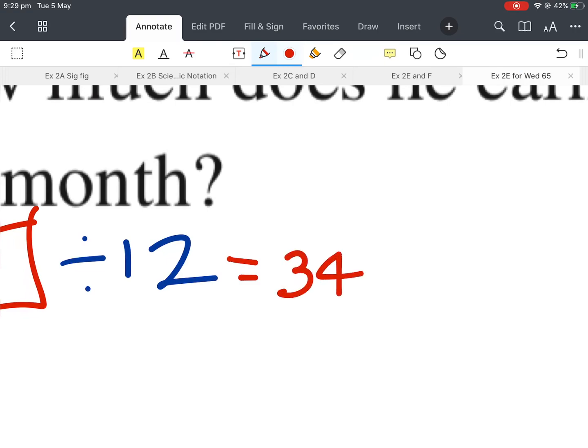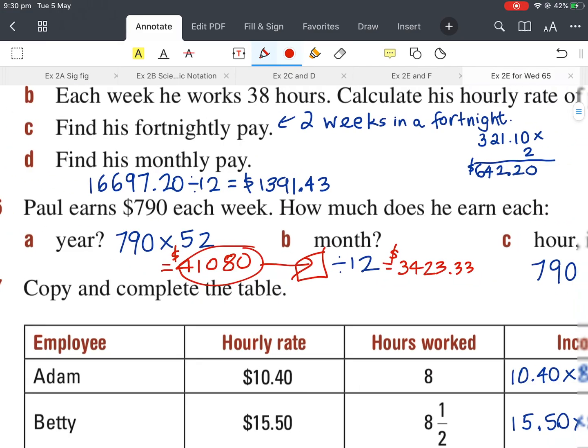I got $3,423. I'm going to put some cents on there to 2 decimal places because we only do cents to 2 decimal places, don't we? And 33 cents.